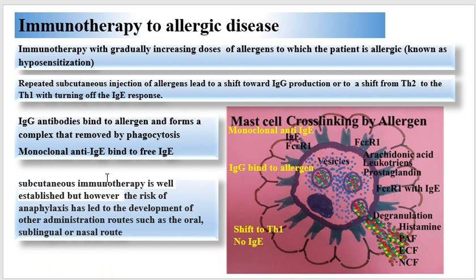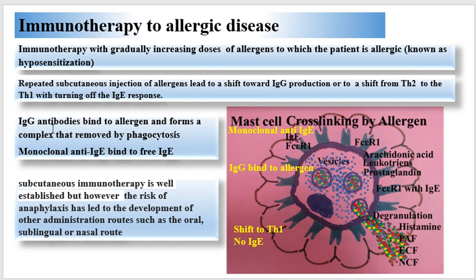Immunotherapy, for allergic disease in general or for allergic rhinitis, is known as hyposensitization, by giving gradually increasing doses of the allergen to which the patient is allergic. So repeated subcutaneous injection of allergens leads to a shift towards IgG production, or a shift from T helper 2 to T helper 1, with turning off the IgE response.